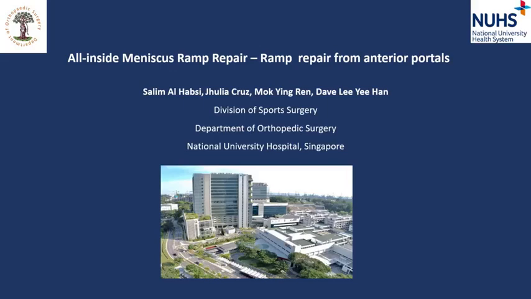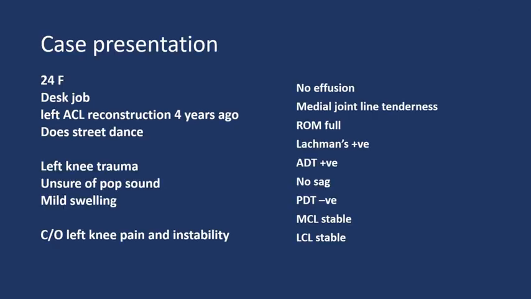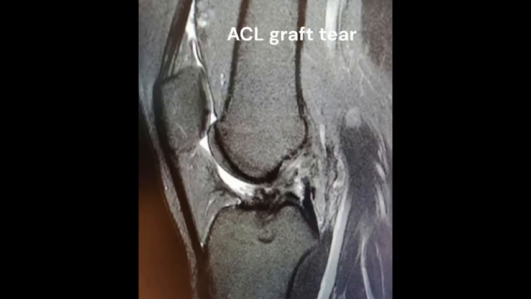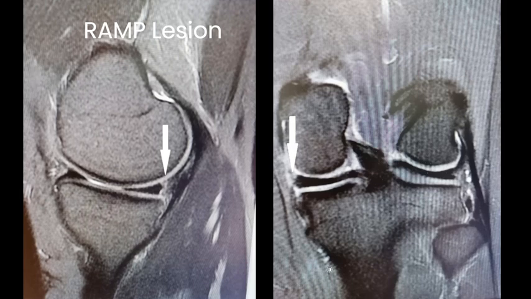This video describes a surgical technique of identifying and repairing ramp lesion through anterior portals in a 24-year-old patient who underwent left knee revision ACL reconstruction. The clinical assessment revealed a positive Lachman's and anterior drawer test. The knee MRI showed ACL graft tear. The MRI also showed a ramp lesion seen in both sagittal and coronal cuts.